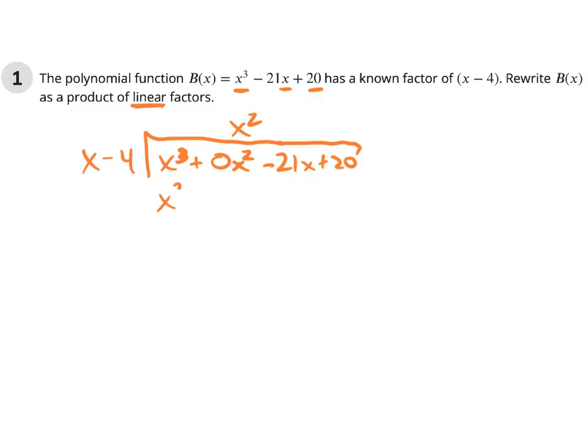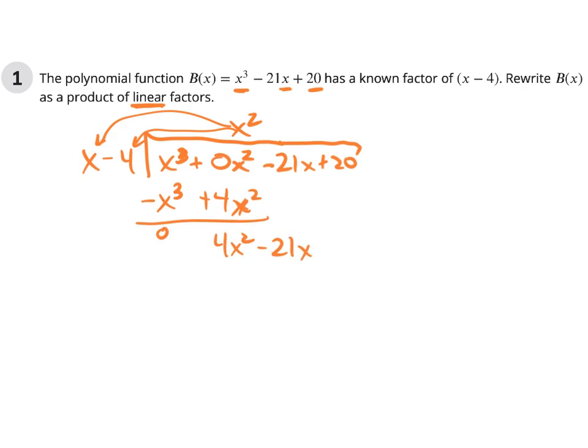X squared times x is x cubed. Multiplying here, multiplying there. X times negative 4 is negative 4x squared. Change both signs. First term cancels out. I'm left with 4x squared. I'm bringing down my 21x. What times x is 4x squared? Plus 4x, right over top of the x. I get 4x squared minus 16x.